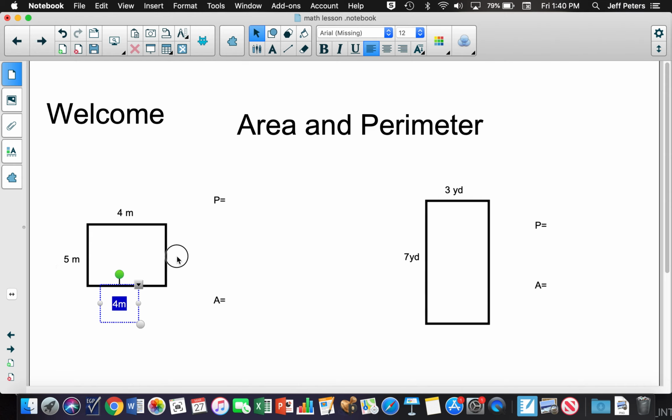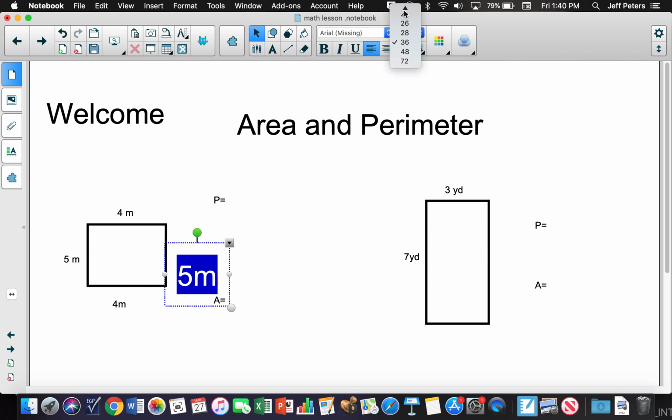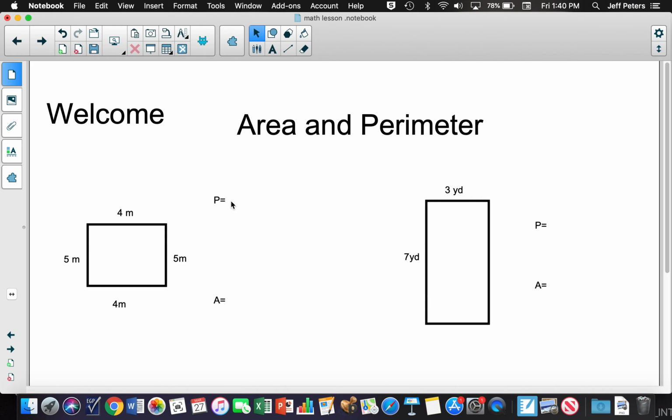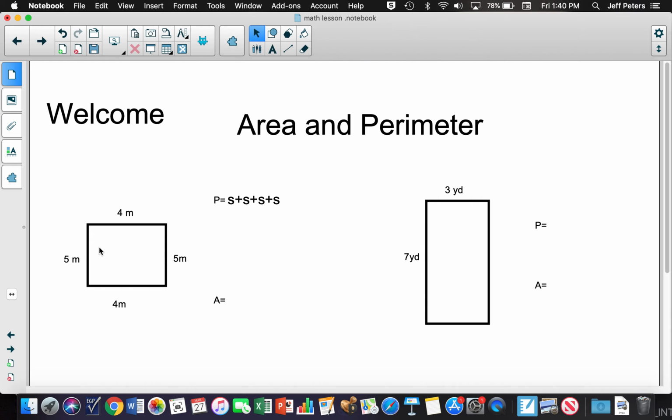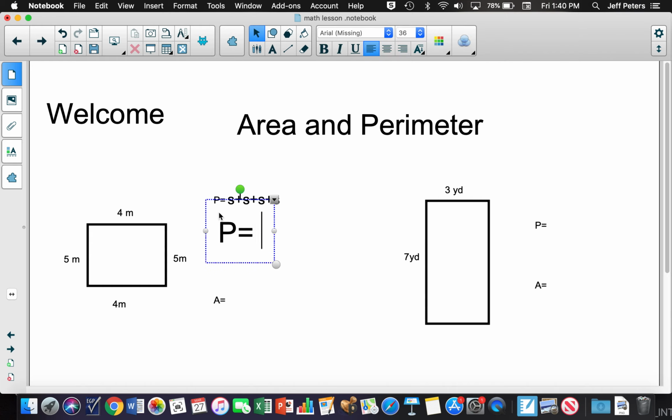Then we have this side, which is 5. Again, opposite sides are equal, so that is also going to be 5 meters. So now we're going to fill into our formula of perimeter equals side plus side plus side plus side, or perimeter equals 2 times the length plus 2 times the width. Both of these formulas work for the perimeter of a rectangle.